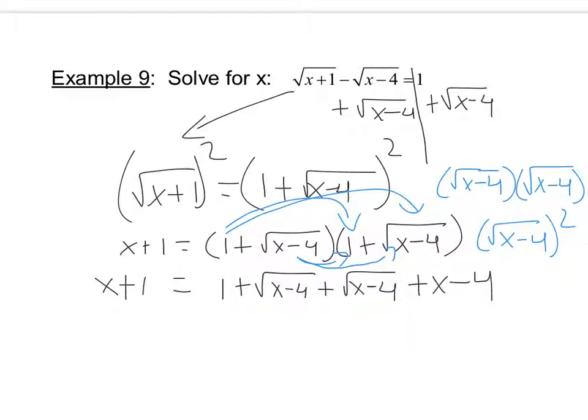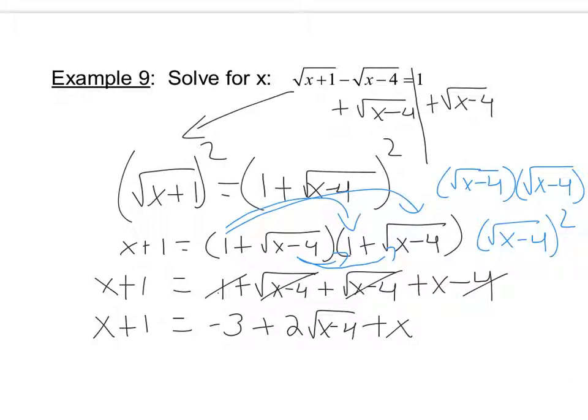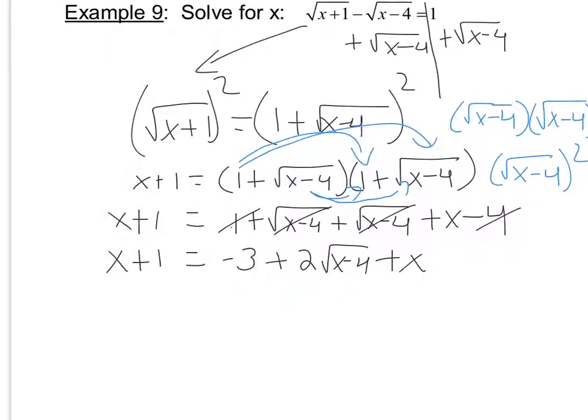So if I combine like terms, I get x plus 1 over here, and then I'd have 1 minus 4 is negative 3 plus 2 square root x minus 4s. Because look, I have 1 square root x minus 4 plus 1 square root x minus 4, so it's 2 square root x minus 4s. And I already got rid of the 1 and the minus 4. What do I still have there? The x. Okay? So now we got to keep going.